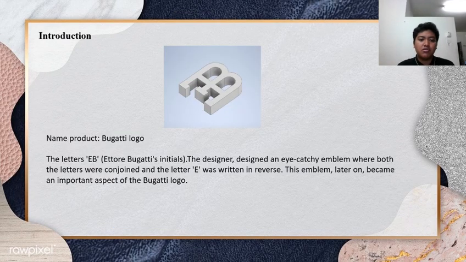Introduction. This is our logo, the Bugatti logo. The Bugatti logo is the initials of Ettore Bugatti, EB. The designer designed an eye-catching emblem where both letters were conjoined and the letter E was written in reverse. This emblem later on became an important aspect of the Bugatti logo.